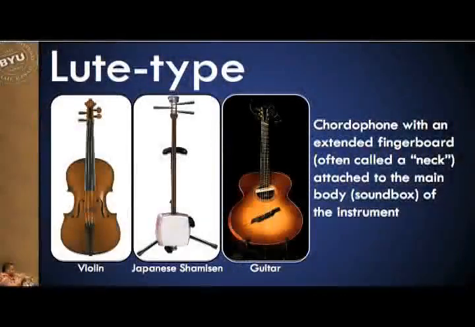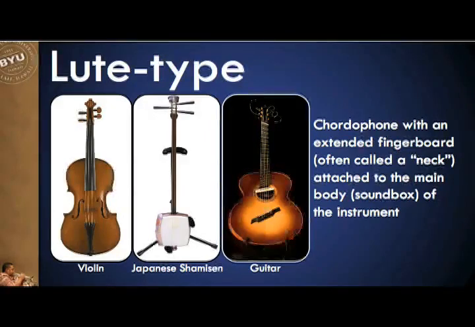Now the lute type of chordophone has an extended fingerboard, which most people, when they're using the English terms, call a neck, which is attached to the main body or sound box of the instrument. So you see from our pictures here, a violin has a long neck coming out of the body of the instrument. The Japanese shamisen, even longer neck, and the guitar is one of the most familiar instruments worldwide, I think, and you can see how you've got that neck with the metal bars we call fret bars dividing the pitches.